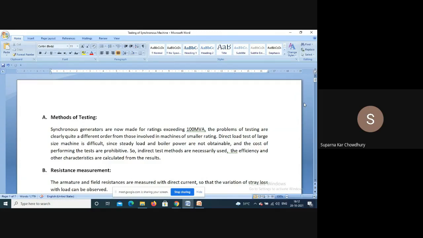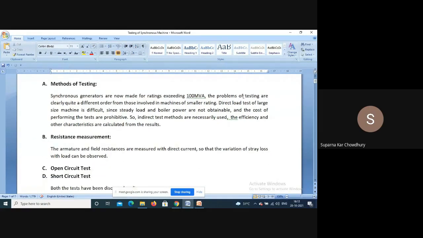Direct load test is difficult because the steady load and boiler power are not obtainable, and the cost will be exorbitant. It will require huge energy. So the indirect test methods are necessarily used. Some of the methods we have already discussed during operation of the machine. Now, the first one is the resistance measurement.